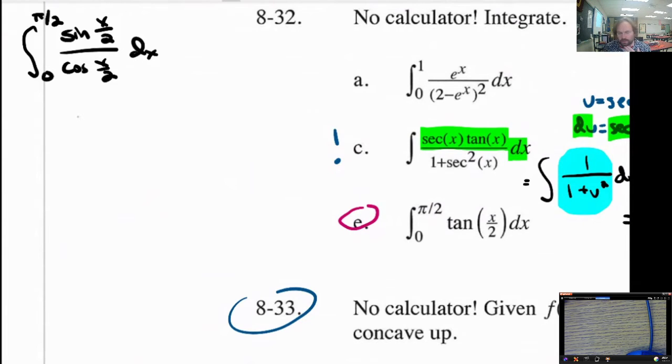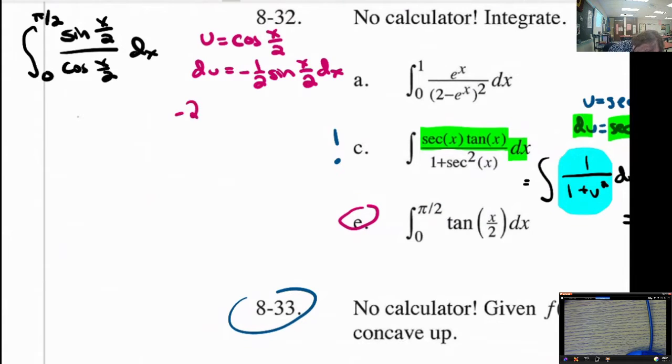And the tricky thing about this u substitution is that we're going to have to make u equal to the cosine of x over 2. And the reason why is because the derivative of u is going to be the negative 1/2 sine of x over 2. I'm just doing the chain rule in my head also. The 1/2 pops out from the derivative of x over 2. And it's negative because the derivative of cosine is negative sine. And this means that negative 2 times du will equal the sine of x over 2 dx.